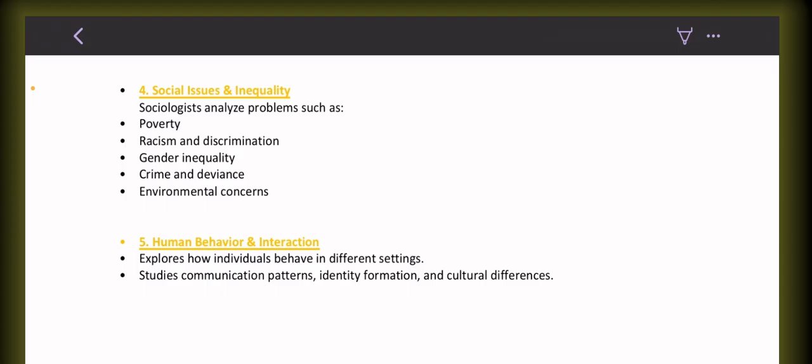Fifth, human behavior and interaction. Sociology explores how individuals behave in different settings, means in different situations. Sociology also studies communication patterns, identity formation, and cultural differences. That's it for today.